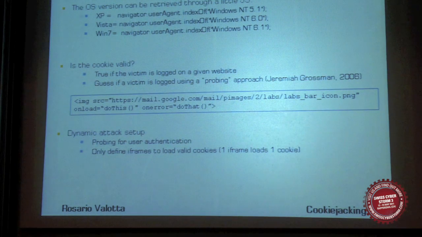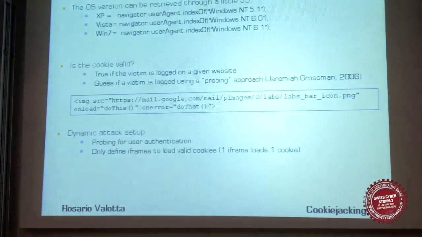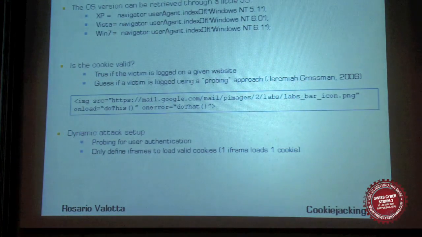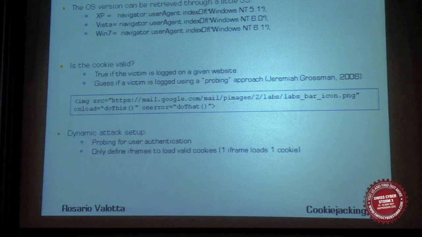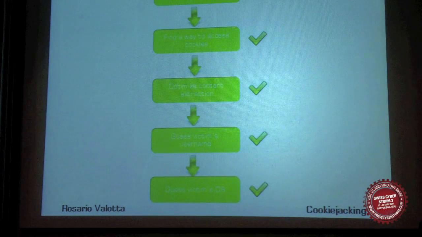This scenario gives the attacker the possibility to perform a dynamic attack setup in which he first probes the victim over a given number of target domains. And then, only for a particular domain, he defines a different number of iframes, depending on the number of cookies that you want to steal. The assumption here is that one iframe is able to load one cookie, as I showed you before. Okay, so we have all the missing points here.